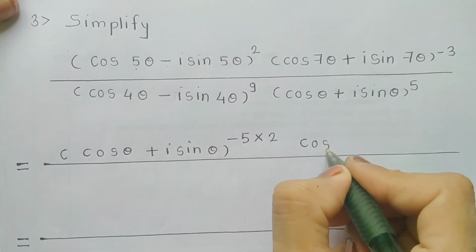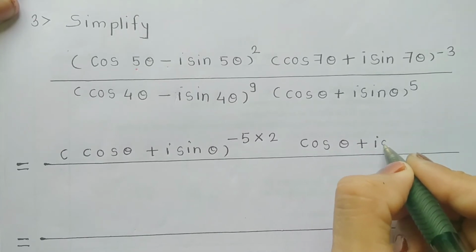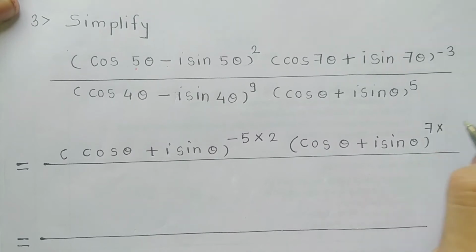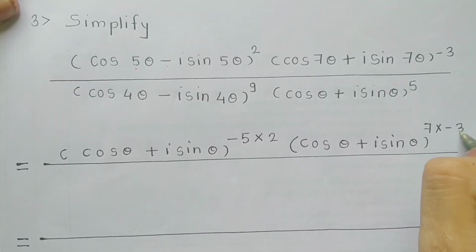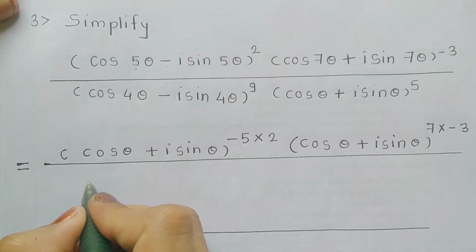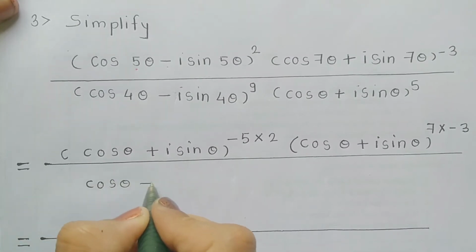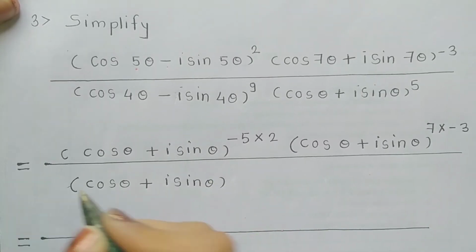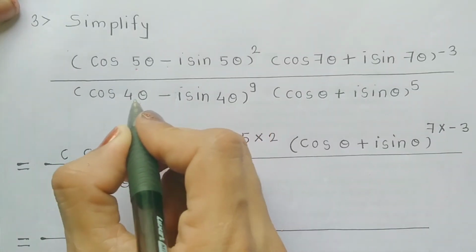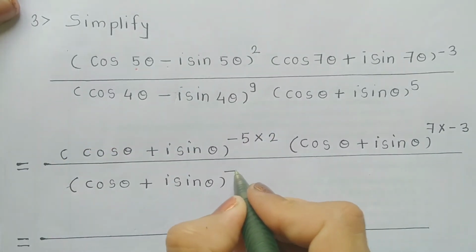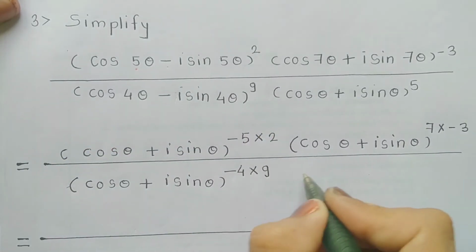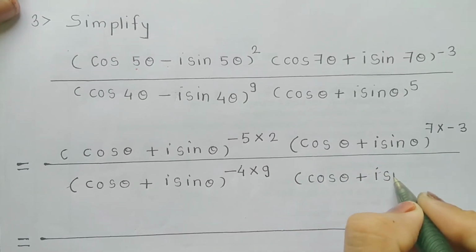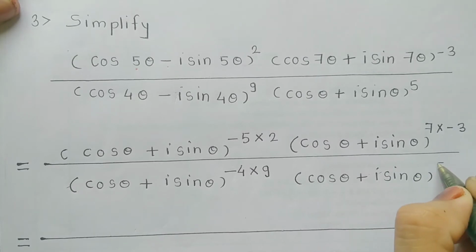The next term is (cos θ + i sin θ)^7, and this minus 3 remains as it is. Now in the denominator (cos θ + i sin θ), now here there is the minus symbol and the value of n is 4, so raised to minus 4 into 9, and this term remains as it is, (cos θ + i sin θ)^5.